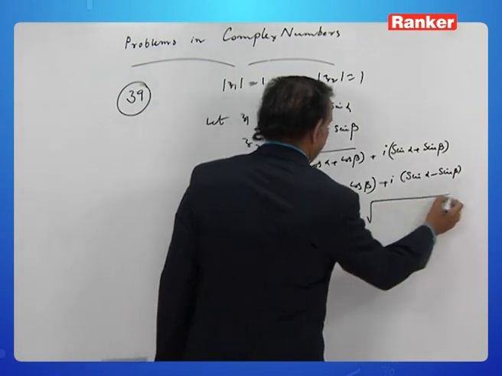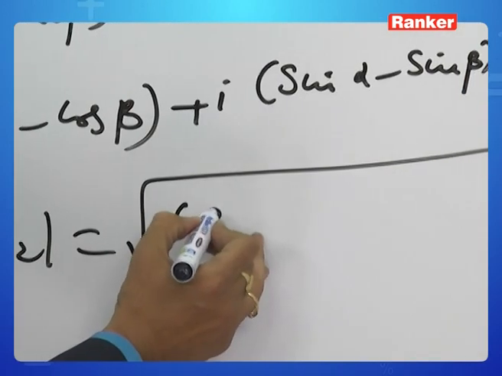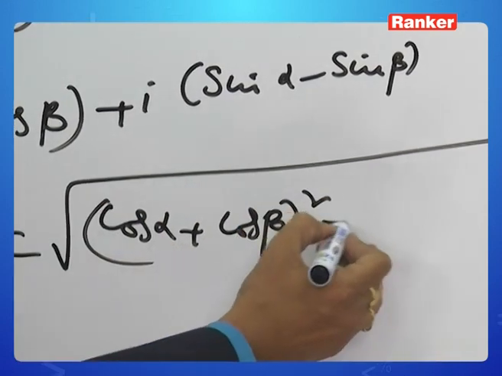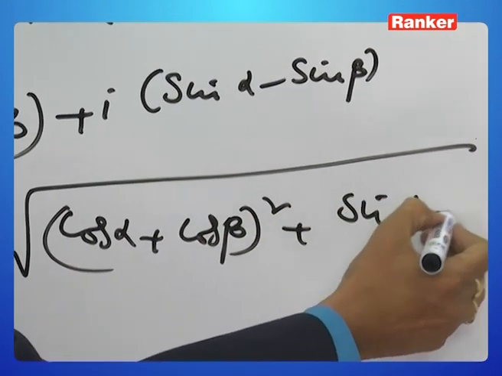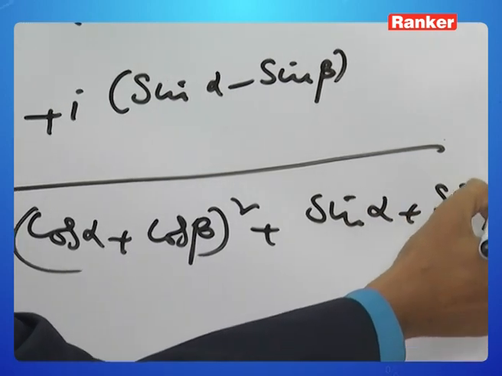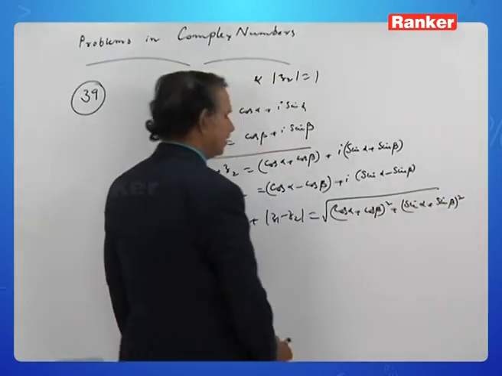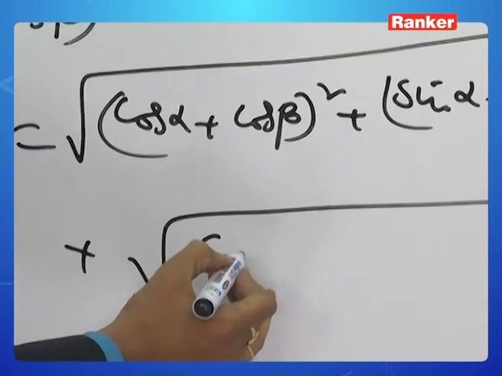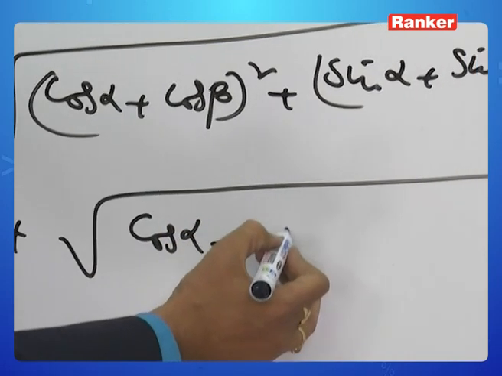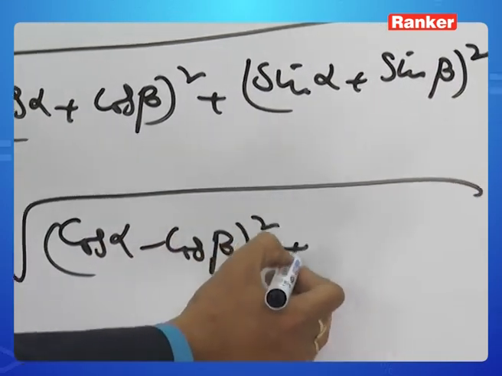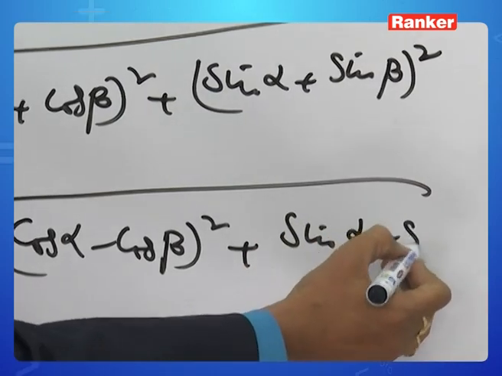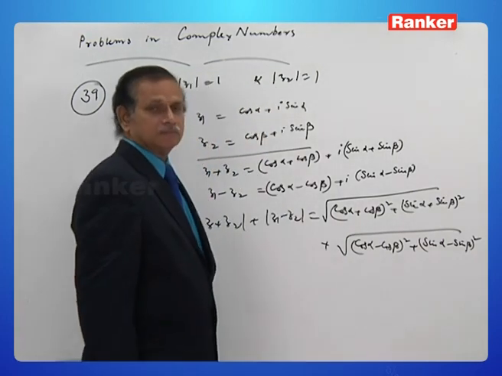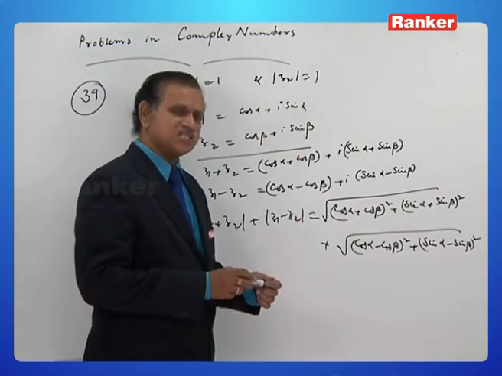Square root of cos alpha plus cos beta whole square plus sine alpha plus sine beta whole square, plus cos alpha minus cos beta whole square plus sine alpha minus sine beta whole square. Now, let us avoid certain steps.